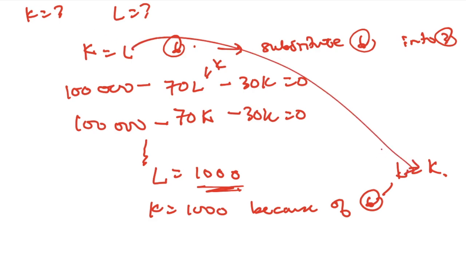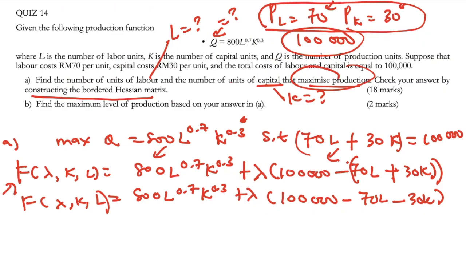Okay, so you don't have to recalculate, put it back into this equation 3 just to find K, because this is what you found earlier. So you have L and K. And now we have found L and K, but then you need to check your answer by constructing the bordered Hessian matrix. If you can recall, in the quiz, I kept telling you that before you find the bordered Hessian, try to find B first.